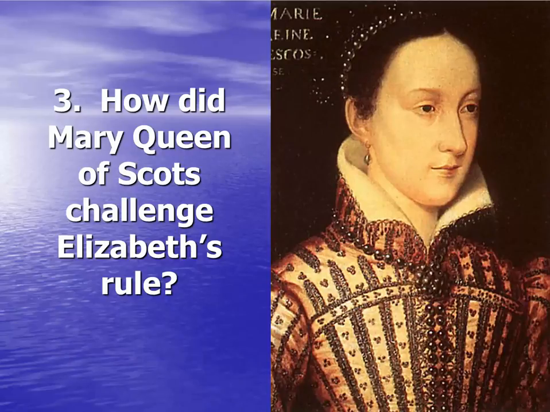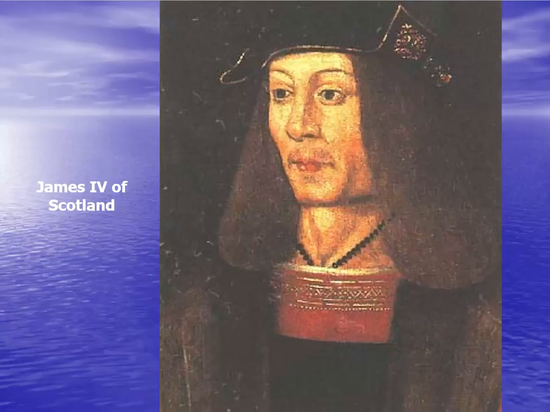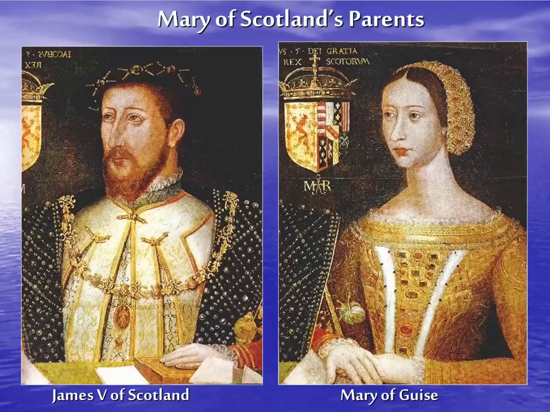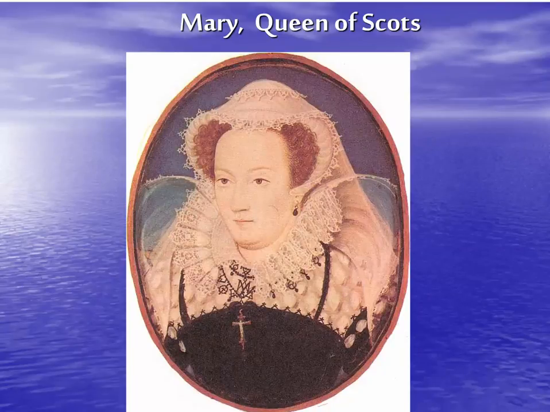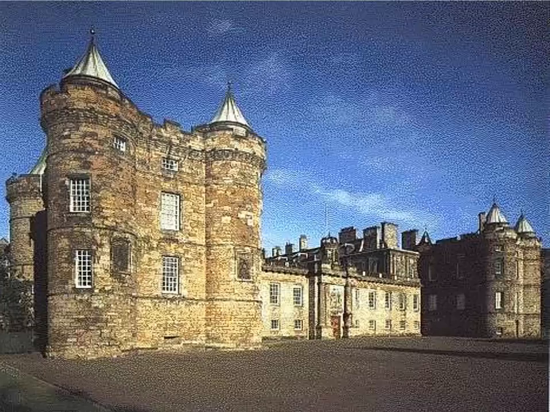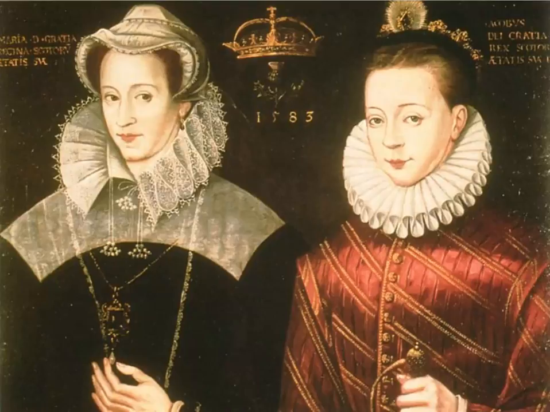How did Mary, Queen of Scots, challenge Elizabeth's rule? So here, of course, is Margaret Tudor, the wife of James IV of Scotland, sister of Henry VIII, and grandmother to Mary Stuart. This is James IV of Scotland. These are Mary's parents, James V of Scotland and Mary of Guise. Another image of James V and Mary of Guise. So that's Mary, Queen of Scots. That's the Palace of Holyrood House that I was telling about in class. It was at the bottom of the Royal Mile in Edinburgh. This is her second husband, Henry Stuart, Lord Darnley. Yes, one of her cousins. Distant cousin. So that's a picture of the two of them together.